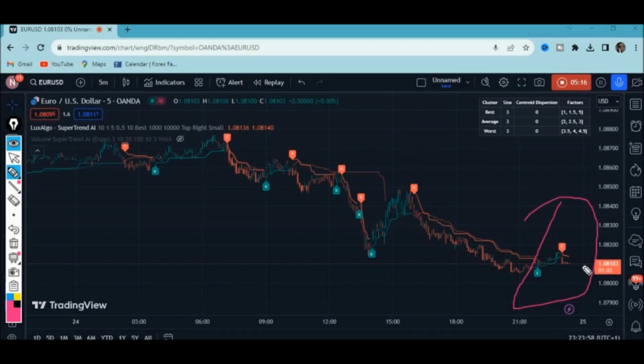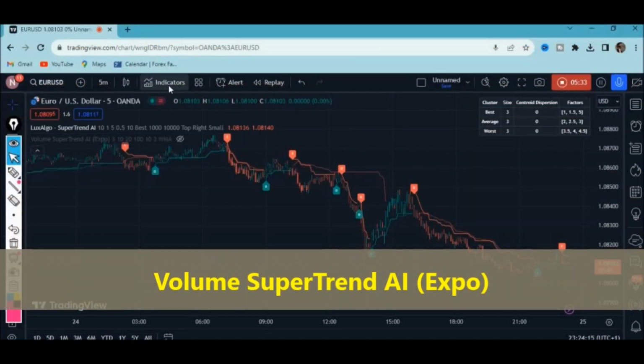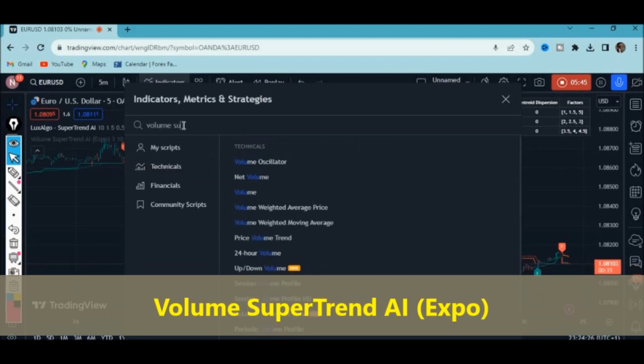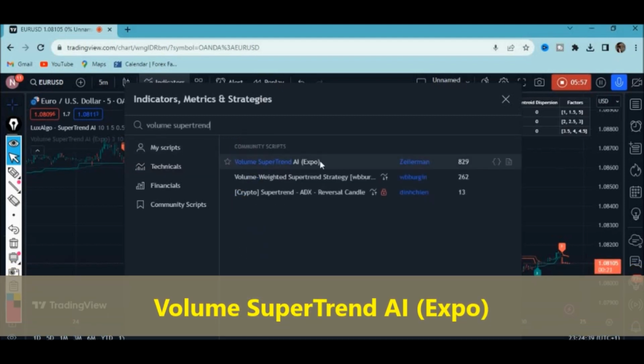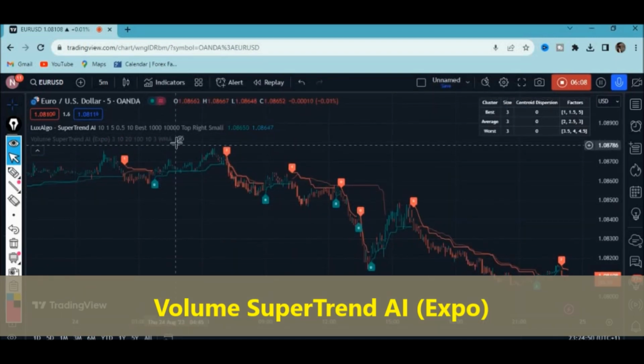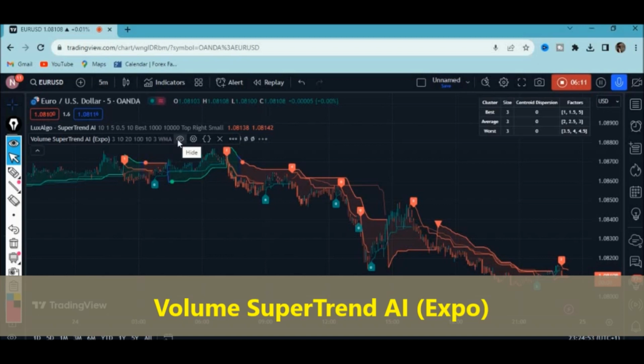That's why, guys, I have decided to compare these two indicators, which are the AI indicators. And guys, let me just add the second indicator, which is Volume SuperTrend AI. To add it as well, you're just going to click on the indicators tab. Once you click on the indicators tab, you're just going to type Volume SuperTrend AI Expo by Zeiierman. You can see it's a very brand new indicator. Only 829 traders have inserted it on their chart. Once you click on it, it will appear like this right on your chart.